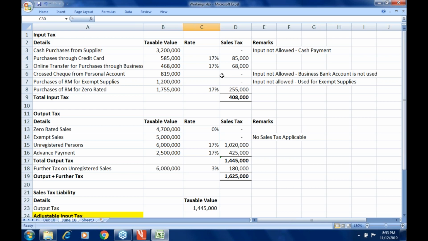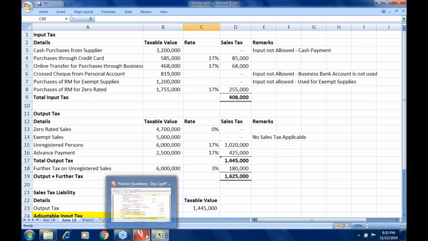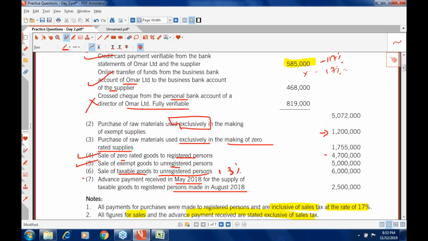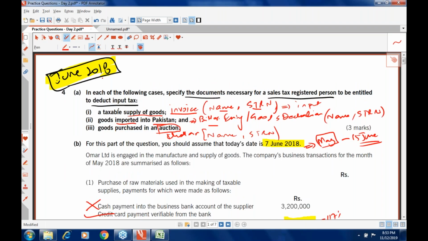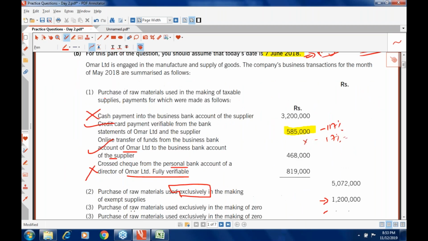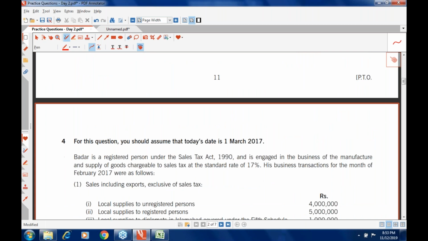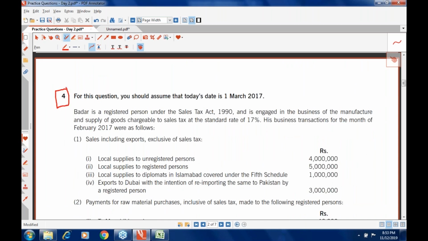Okay, so that's great. I think nobody has any inquiries with respect to it. So I'm now going to move forward. We are actually done with this question, which is June 18, question number 4. Now let's move forward and talk a bit further.